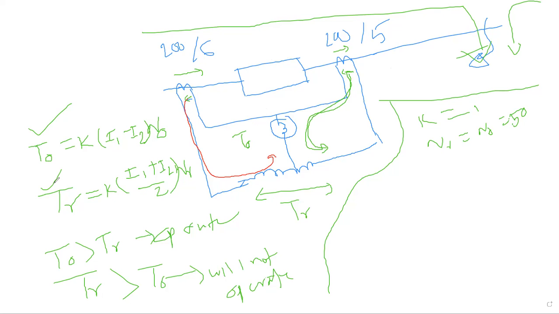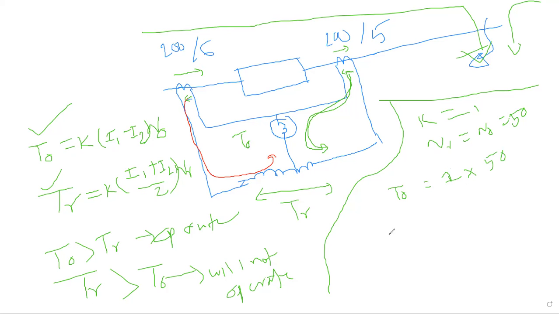So we will calculate T naught and TR. For simplicity, I have assumed that K is equal to 1, and the number of turns in the restraining coil as well as the number of turns in the operating coil are the same, which is 50. So let us calculate T naught. T naught will be I1 minus I2, that means 6 minus 5, which is 1, into 50.